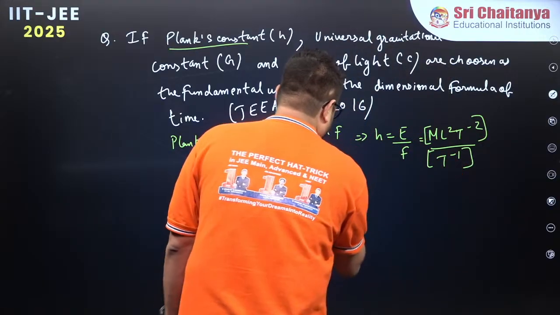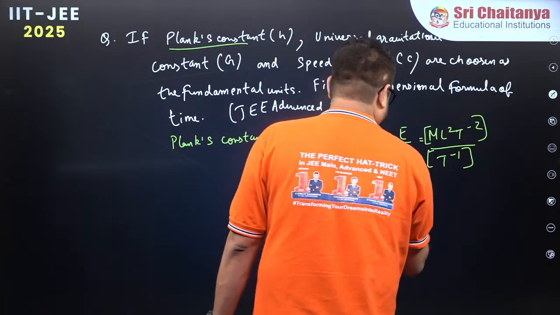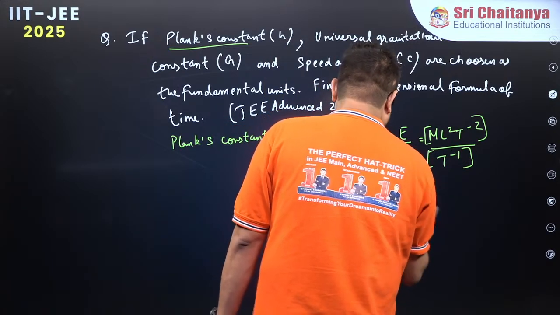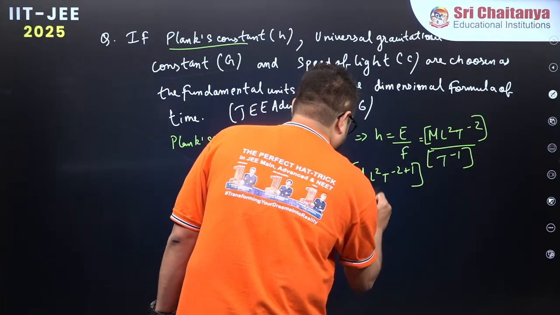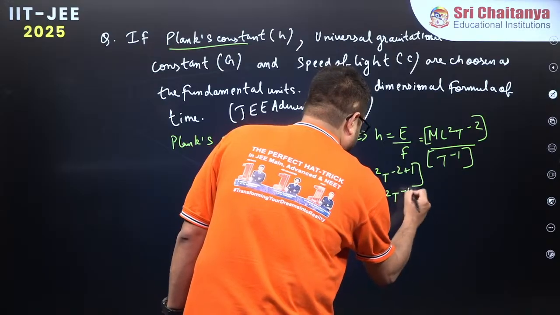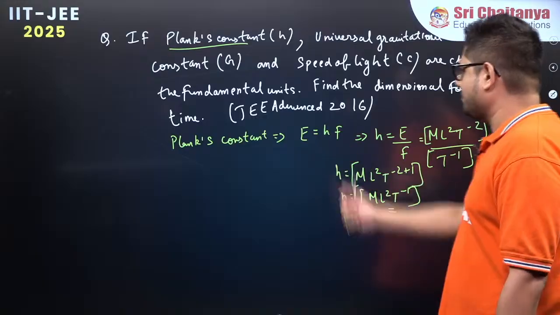As a result, the Planck's constant dimensional formula is going to be M L^2, and T to the power minus 2 plus 1. So the dimensional formula for Planck's constant is equivalent to M L^2 T^-1. This is how you can find the dimensional formula for Planck's constant.